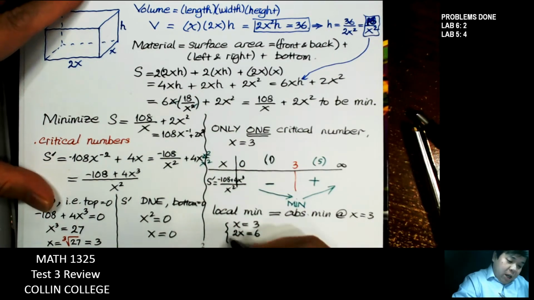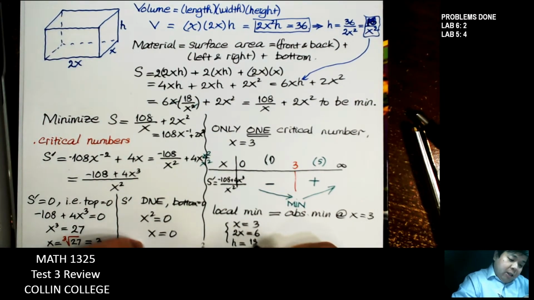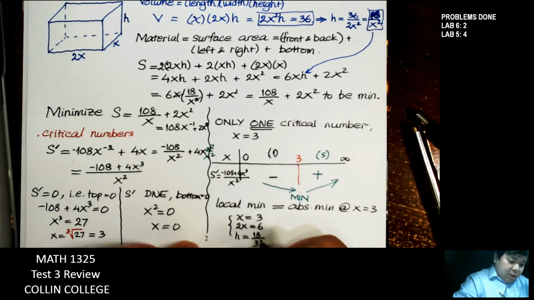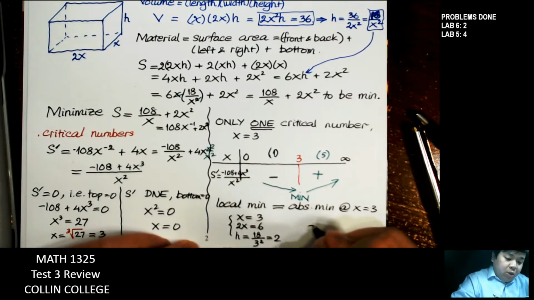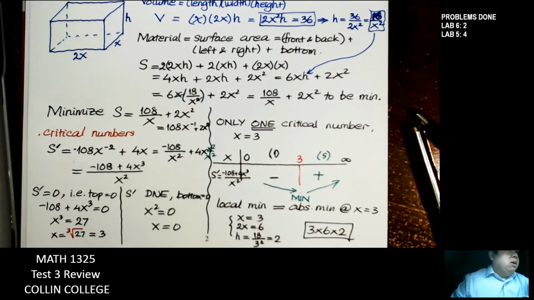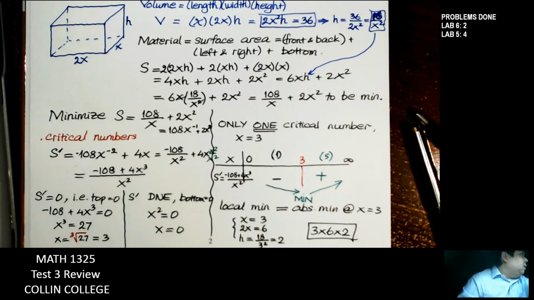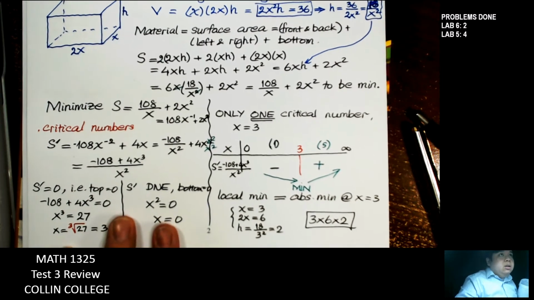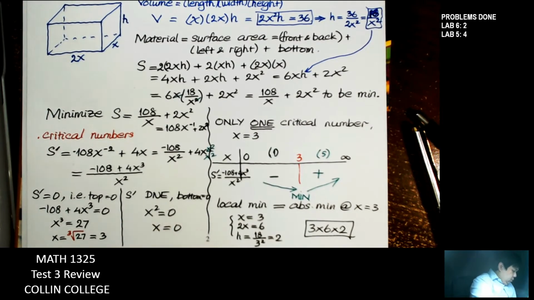We have the dimensions will be x, which is 3, 2x, which will be 2 times that, so 6. And then 18 divided by x squared is h. 18 divided by x squared is 2. So the dimension is 3 by 6 by 2. That is the dimension of the box. I keep that there for a minute while I go back to the list of questions.